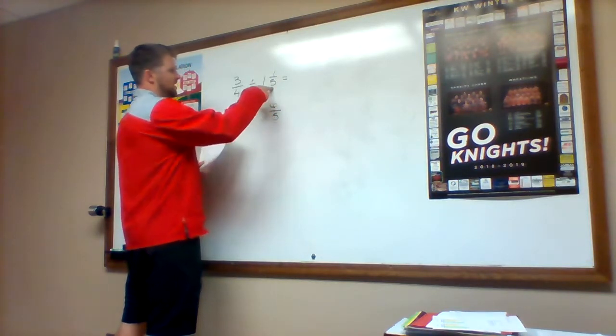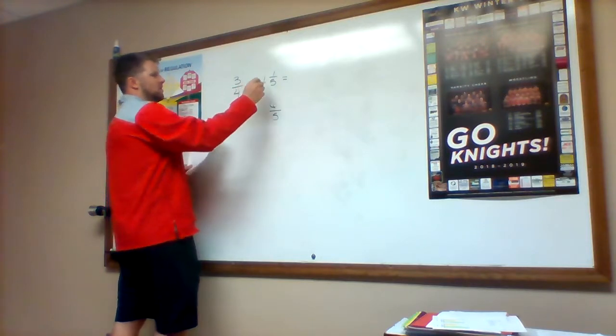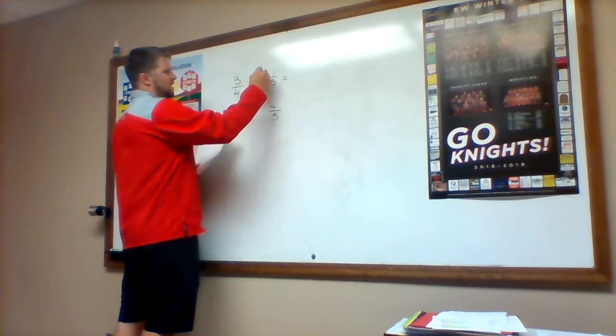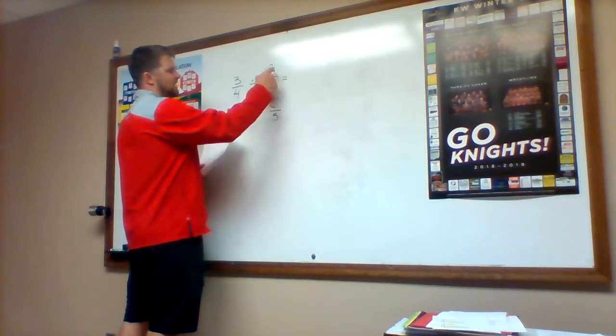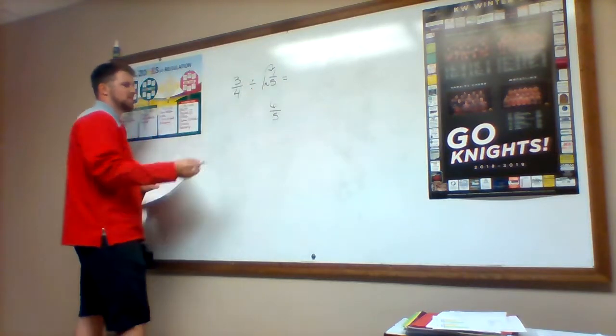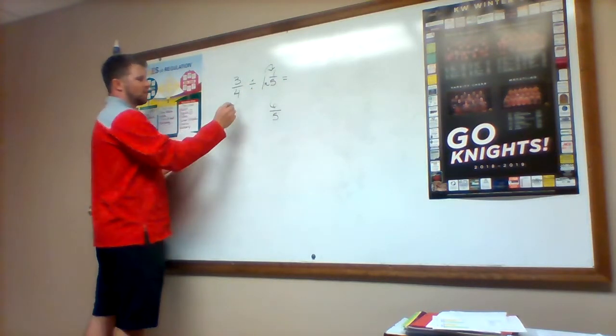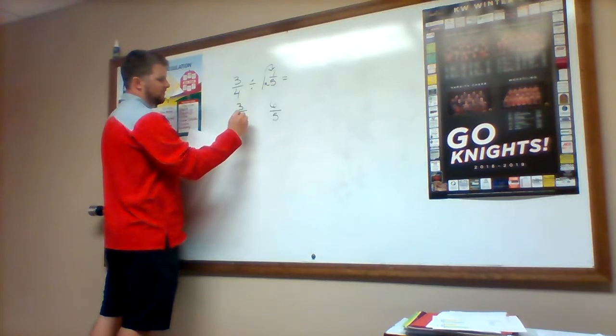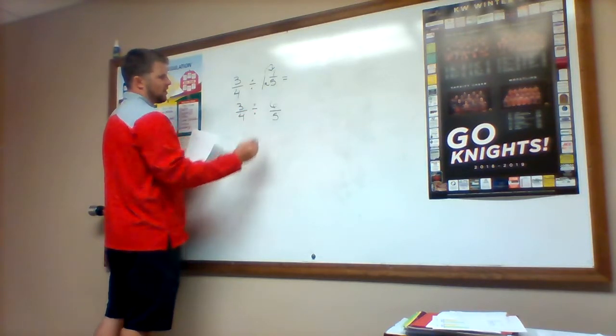You're taking your denominator times your whole number, so 5 times 1, and adding the extra we have on top of our fraction, which is 1. This comes out to be 6/5. We don't have a mixed number over here, so this one stays as 3/4. So this is now our new problem.